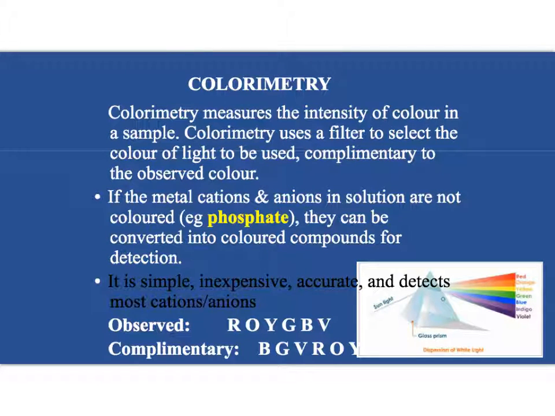Okay, so we're looking briefly at a process called colorimetry, which is basically a simple way of measuring the intensity of color in a sample. So basically, you'll be using a filter to select the colored light, and you want to make sure that, again, if I'm testing something that looks green, I want to be putting in colors that are not green, so primarily probably reds and purples. So that's the complementary color to the observed color. If I've got a metal, so a cation, or anions that aren't colored, they can actually be converted to something that is more colored, which we'll look at again when we're looking at metal complexes.